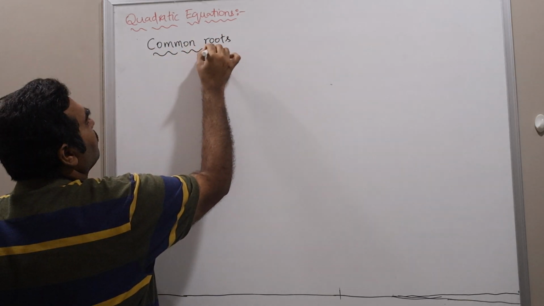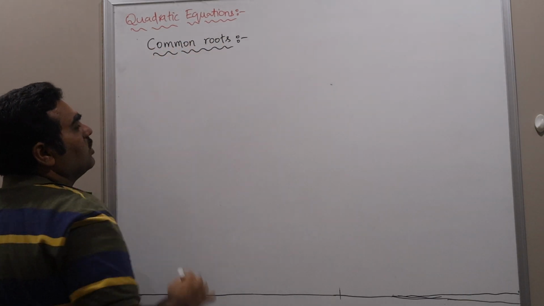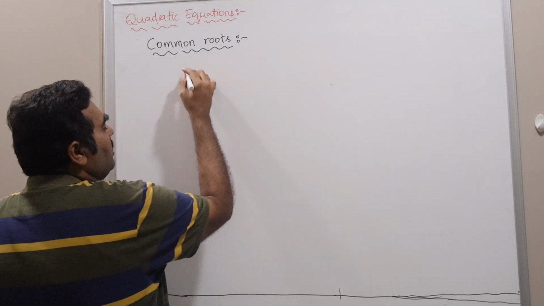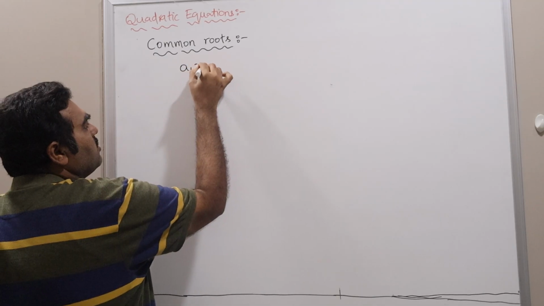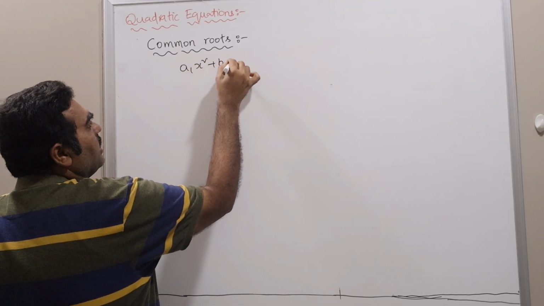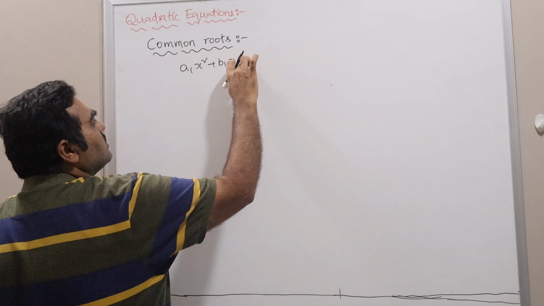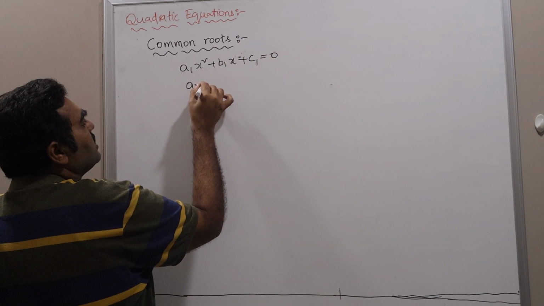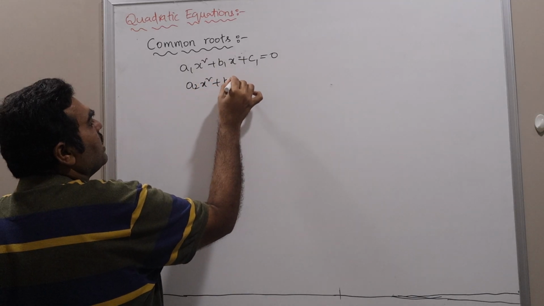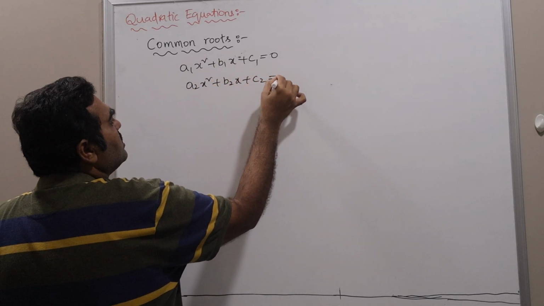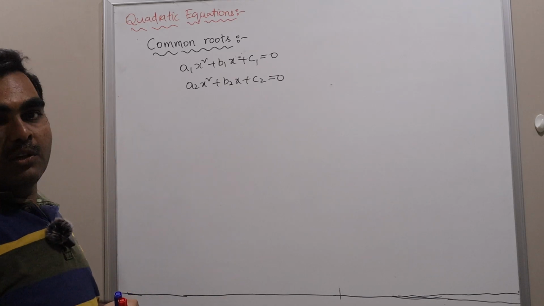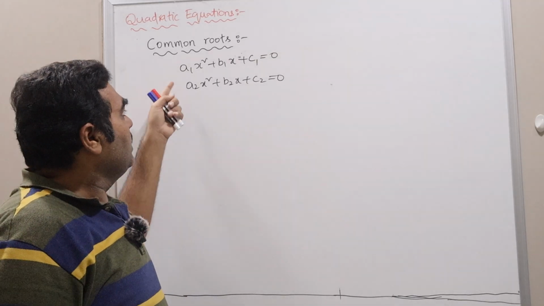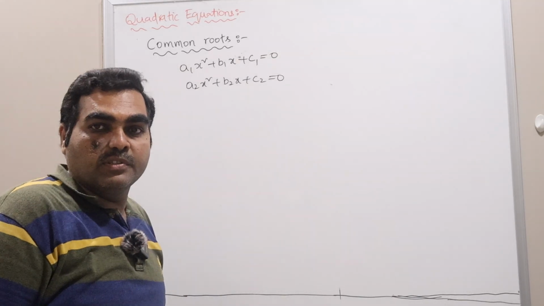Common roots. You may be given two quadratic equations: a1x² + b1x + c1 = 0 and a2x² + b2x + c2 = 0. There are some conditions if you have common roots between these two quadratic equations.